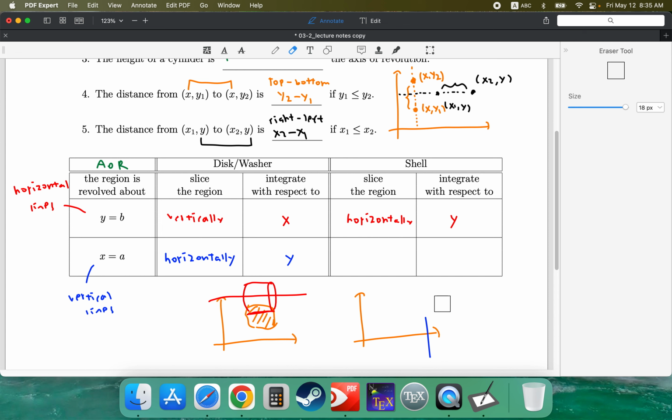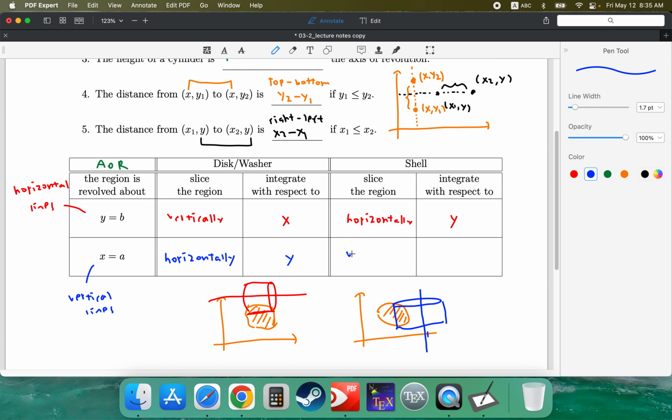Now if we are using the shell method, we need to slice the region vertically because that will give us a shell. Since you slice this region vertically, we stack these slices in the x direction, that means we want to integrate with respect to x.